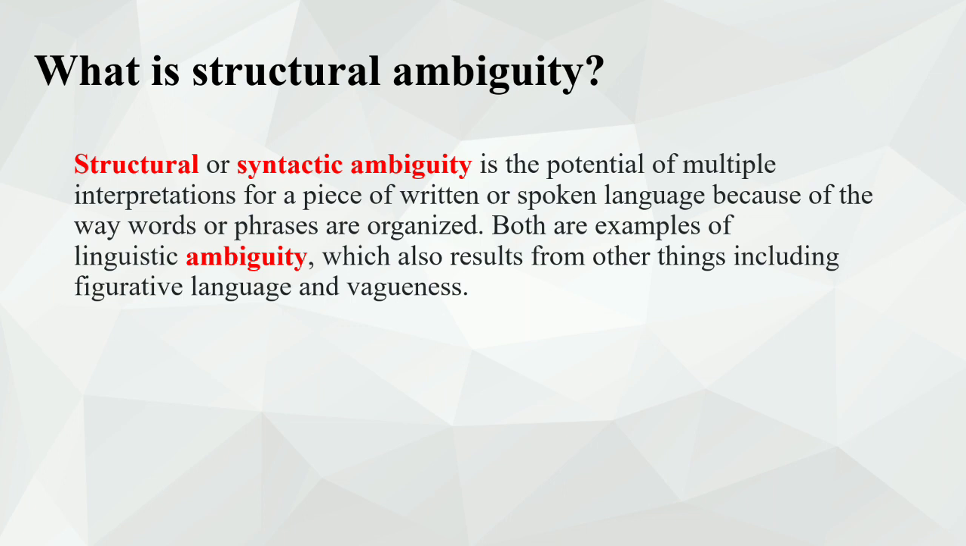Both are examples of linguistic ambiguity, which also results from other things including figurative language and vagueness. Vagueness means something that is not clear. For some sentences, for example, let's take this famous example: I killed the mouse in my pajamas. This sentence means two things: either I killed the mouse while it was in my pajamas, or I killed the mouse while I was wearing my pajamas. So this is structural ambiguity.